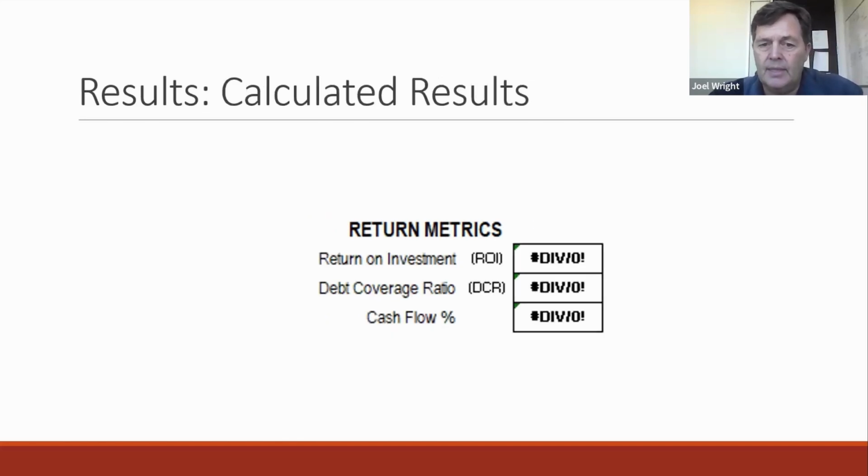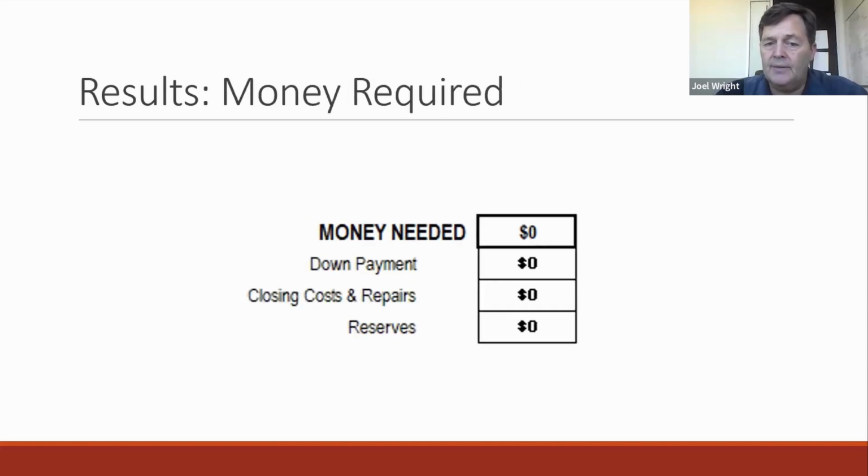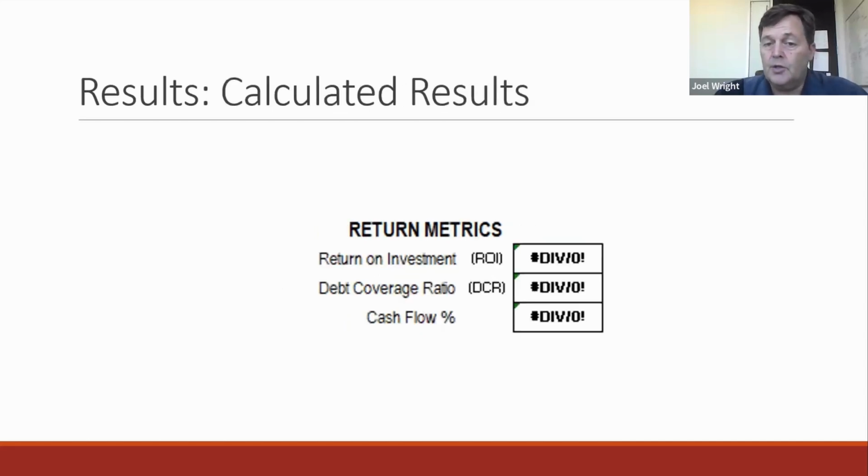Lastly, we calculate return on investment, ROI, which is simply the relationship between your annual returns and the money that you put out, both the down payment, cost of repairs, and the money you're holding in reserve. So that's money that you're not spending in other places. So that's your return on investment.